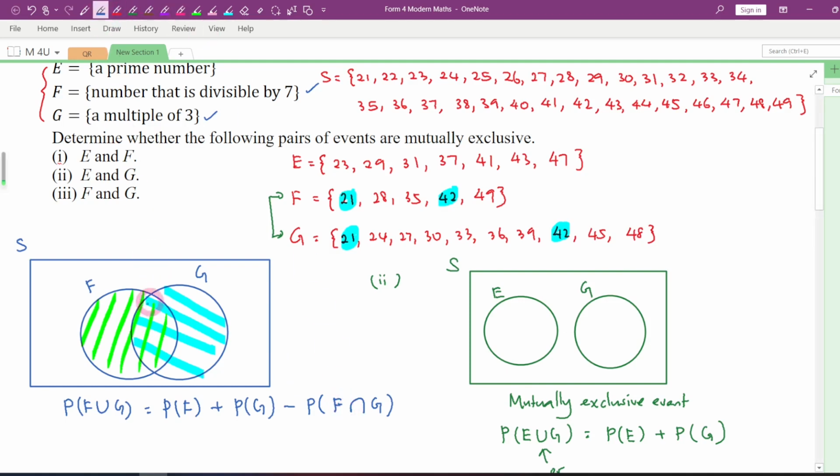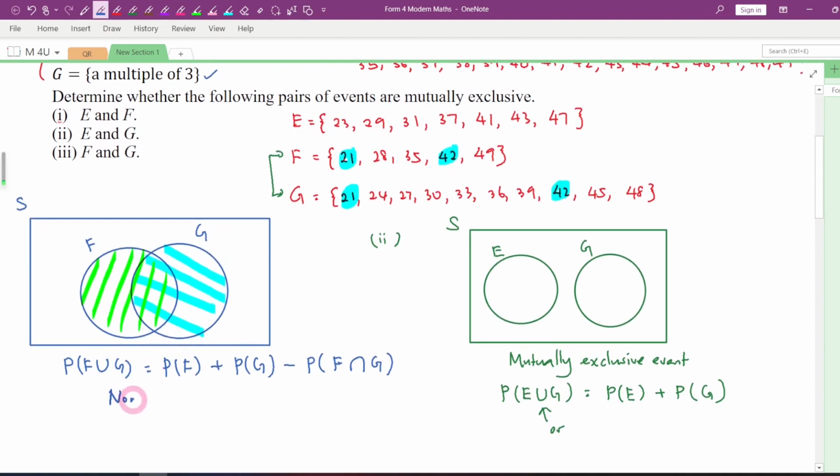In this situation, we say that event F and event G, they are non-mutually exclusive event. Okay, so this one, the two circles separated, they don't have any common element, mutually exclusive event. This one, the two circles, there are some overlapping area, they have some common elements, so non-mutually exclusive event.